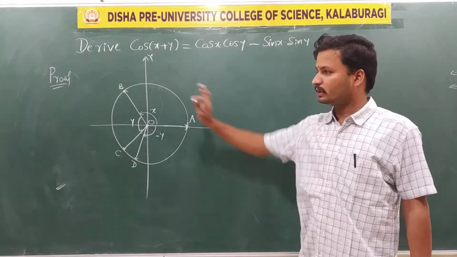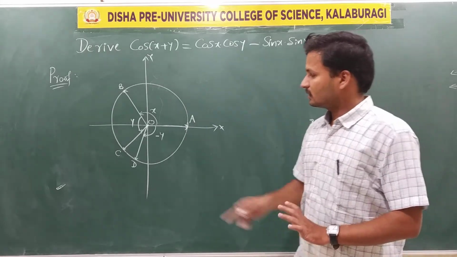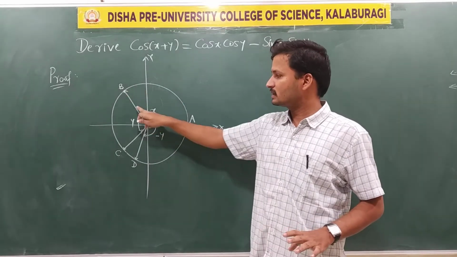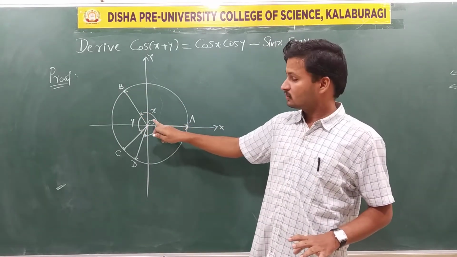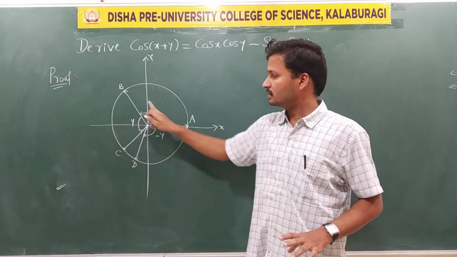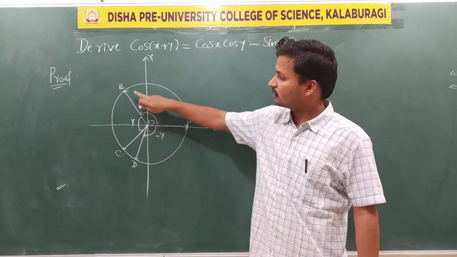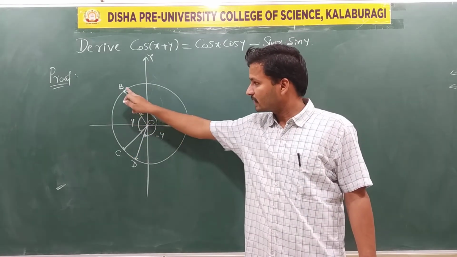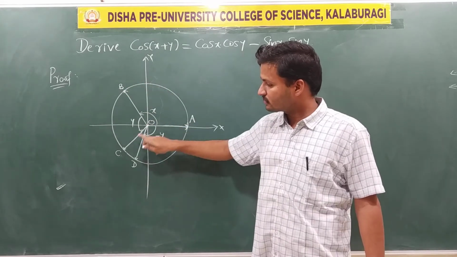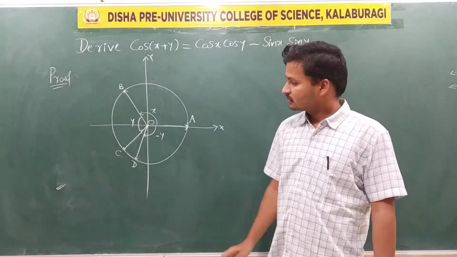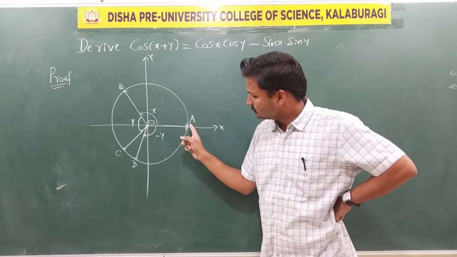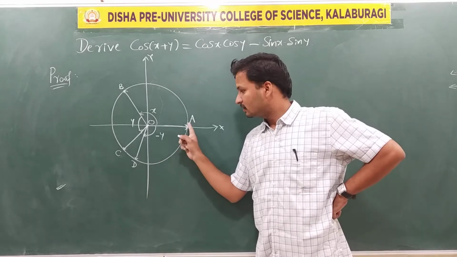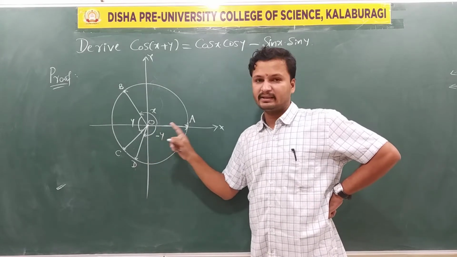So this is the geometry. Here OA is the initial line. It rotates in an anti-clockwise direction to get the point OB. The angle AOB is X. Then next OB rotates anti-clockwise to reach the point C. The angle BOC is equal to Y. Then OA, the initial line, rotates in clockwise direction and reaches the point D. The angle AOD is minus Y.